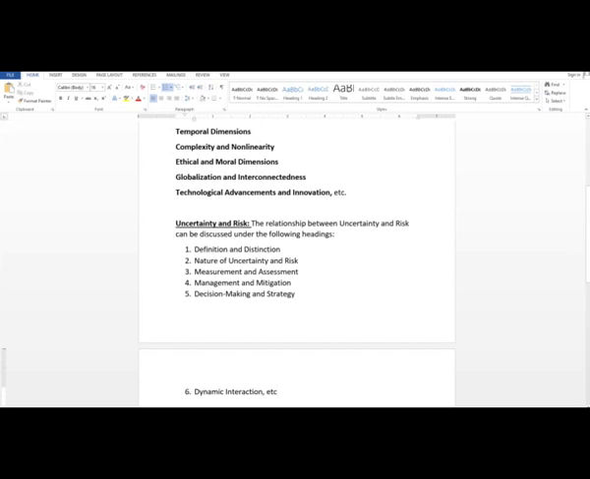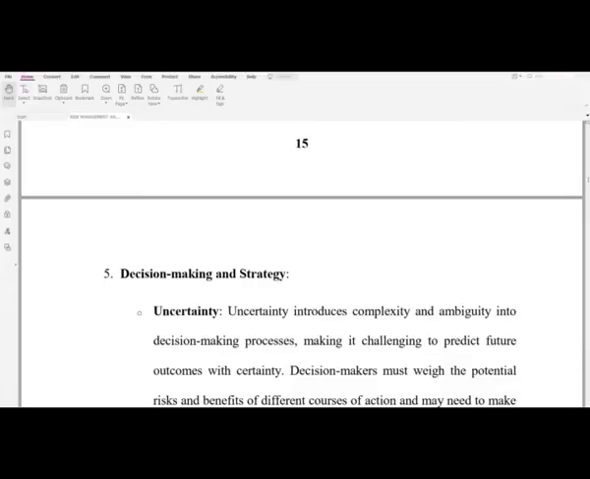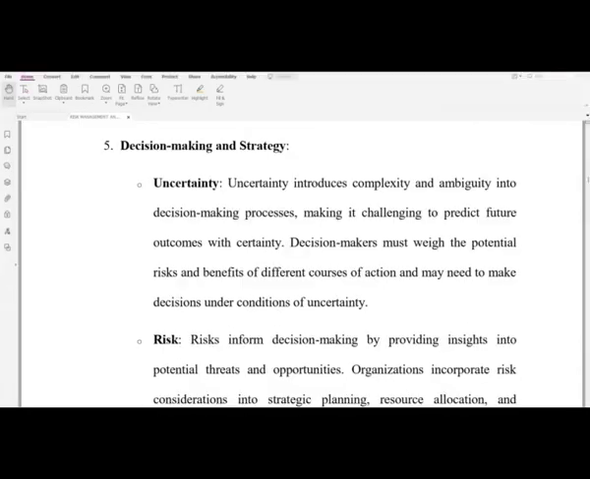Next point here is decision making and strategy. Decision making and strategy. Uncertainty introduces complexity and ambiguity into decision making processes, making it challenging to predict future outcomes with certainty. Decision makers must weigh the potential risks and benefits of different courses of action and may need to make decisions under conditions of uncertainty.